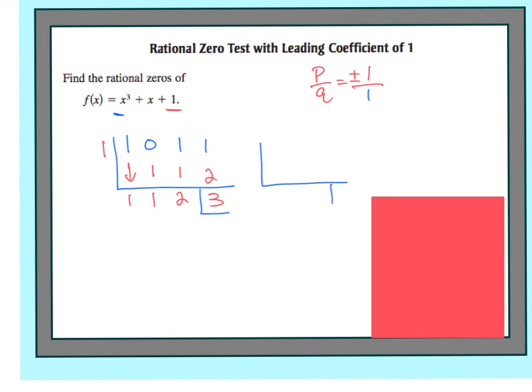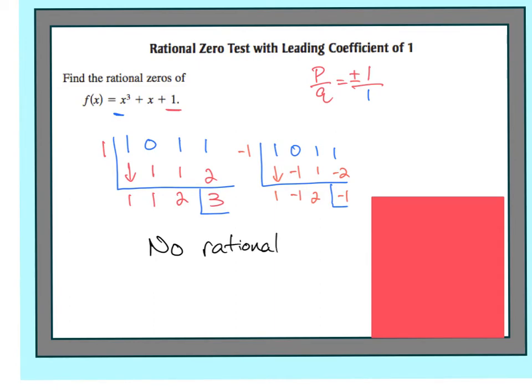Now, normally I would erase, but in this one example, I'm going to keep it, just to show you something. So now I'm going to choose what to test? Negative 1. So I'm going to drop my 1, and then I get negative 1, and so on, and then I get negative 1. So what did that tell us? Neither one of them work, right? So what did that tell us? No rational zeros. I have no rational zeros.